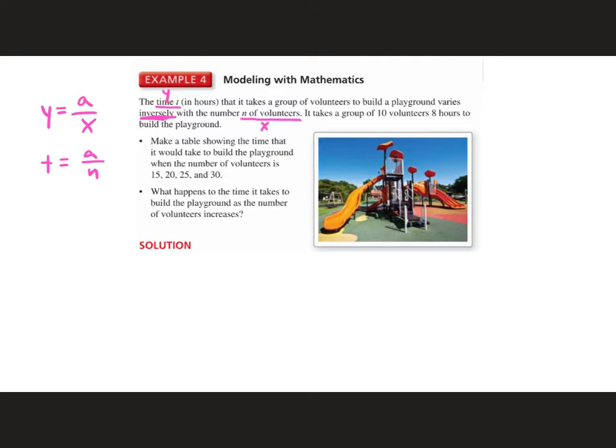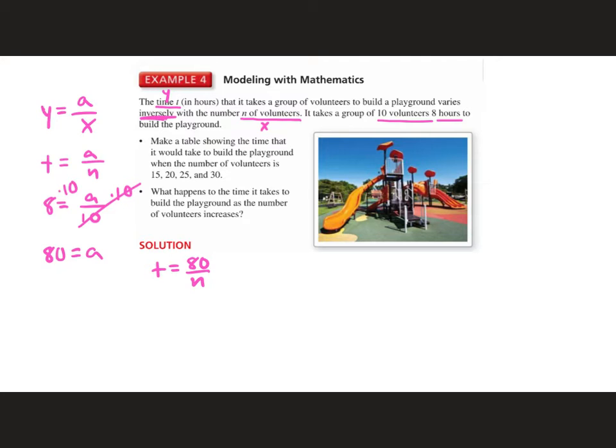And we want to plug in the numbers that it gives us. It takes a group of 10 volunteers 8 hours to build the playground. So we're going to plug in 10 for n, 8 for t, and then we need to solve for a. So we have 8 is equal to a over 10. How do we solve for a? Multiply 10 on both sides. So we have 80 is equal to a. So our equation is t is equal to 80 over n.